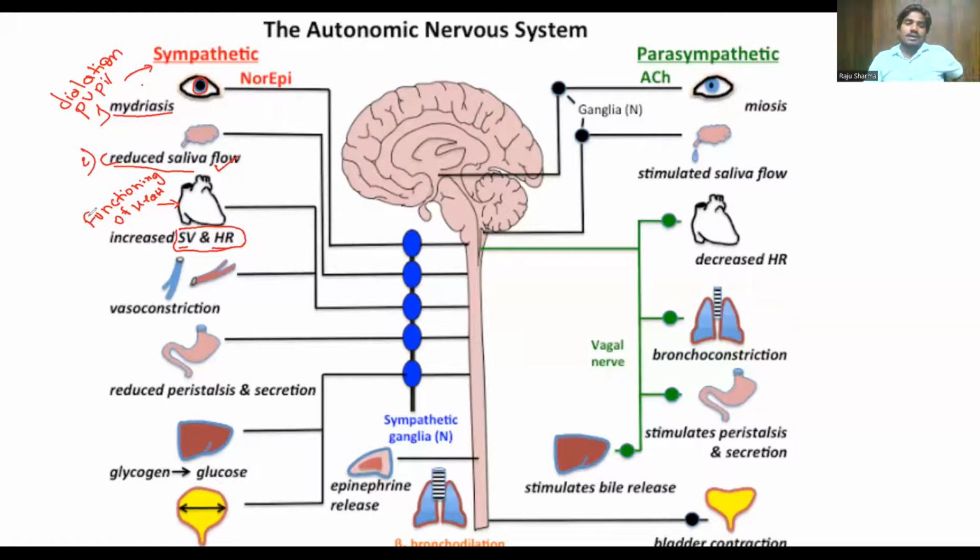Okay, ये होता है. And then vasoconstriction. Vasoconstriction का meaning क्या आता है? Your blood vessels will constrict. Why?